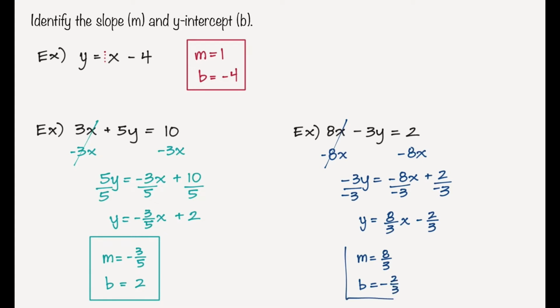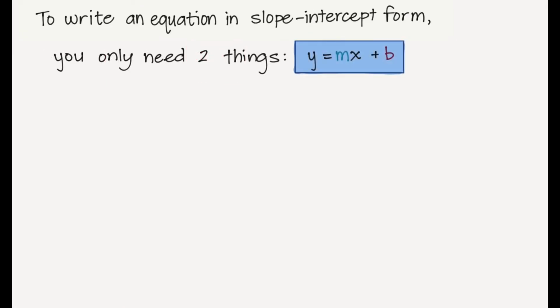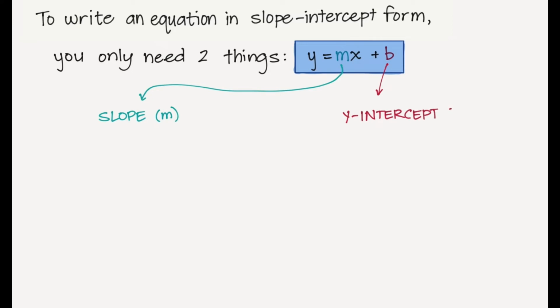Okay, so identifying the slope and the y-intercept is fairly straightforward, but what we're going to look at now is actual graphs of lines and see if we can write the equation based on the line. And again, you only need two things to write an equation. You need the slope, which is your m, and you also need the y-intercept, which is your b. If you have those two components, you can easily write the equation of the line.